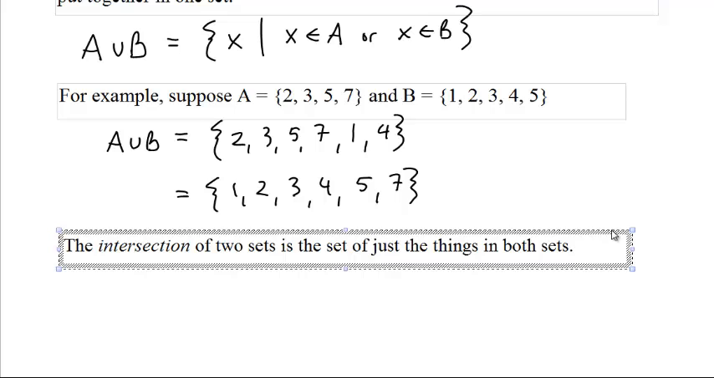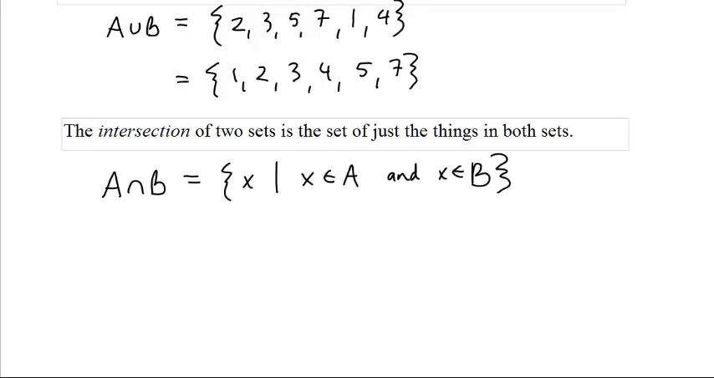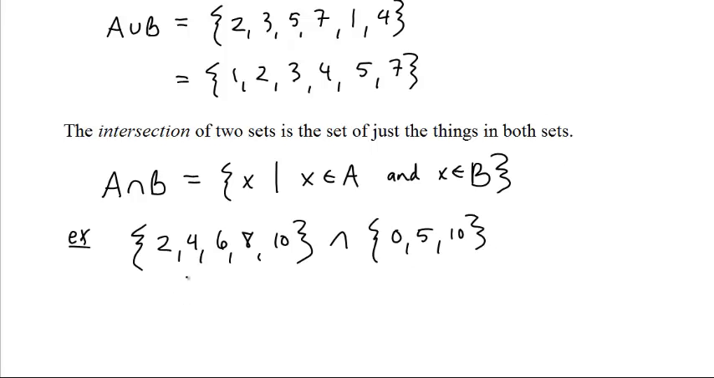Let's move on. The intersection of two sets is the set of just the things that are in both sets. This is written as A intersection B is the set of all X's such that X is in A and X is in B. It must be an element of both in order to count. For example, if we take the set containing 2, 4, 6, 8, and 10 and intersect it with the set 0, 5, and 10, we want the set containing only the things that are in both of these, and that would be the set containing only 10.